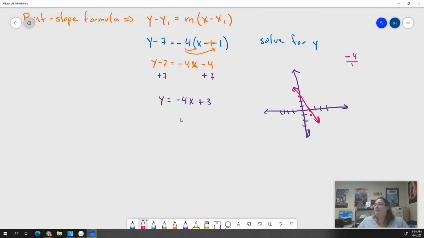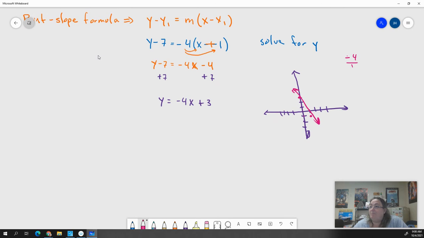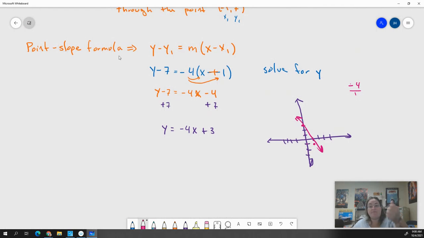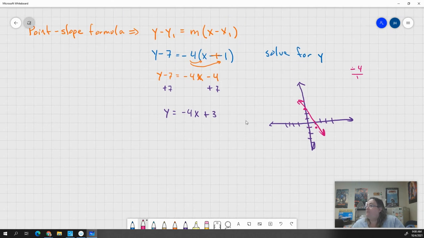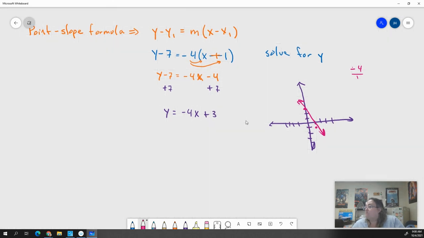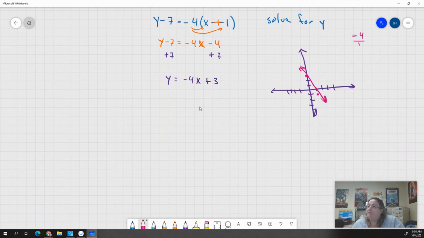So given a point and a slope, think about it. It's asking for a point and a slope. It's the point slope formula. If you have a point and you have a slope, this is the formula for you. But what if you don't have a slope? What if you just have 2 points? What if I just had 2 points on this?